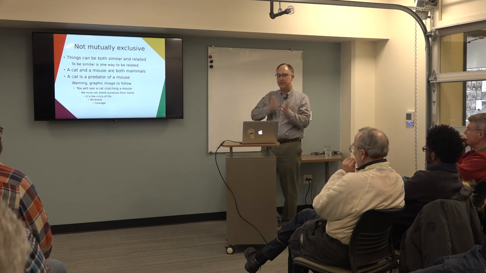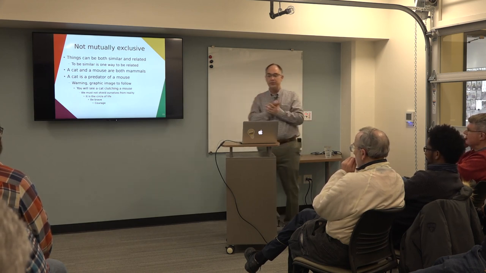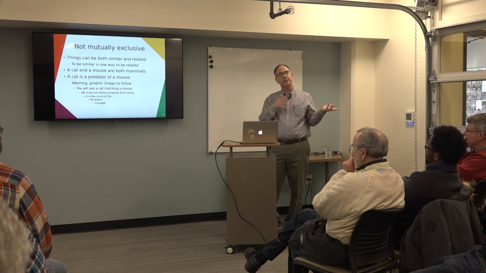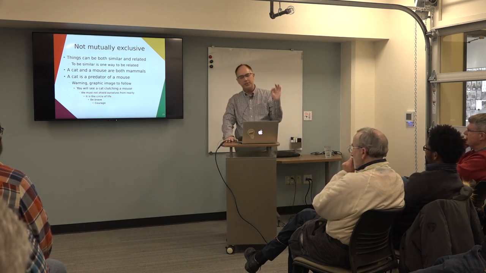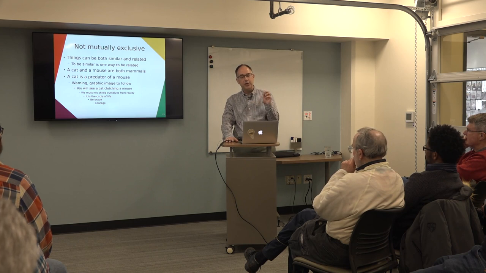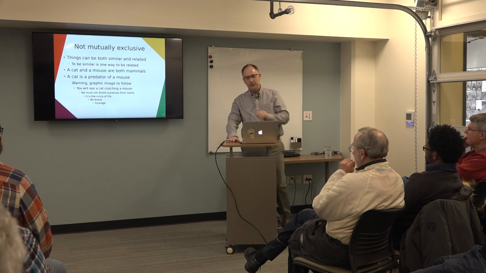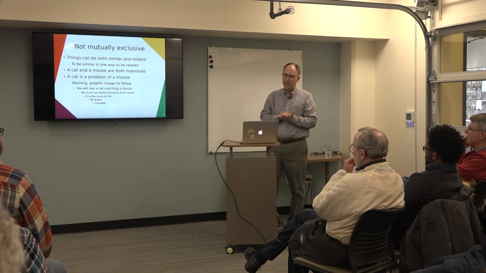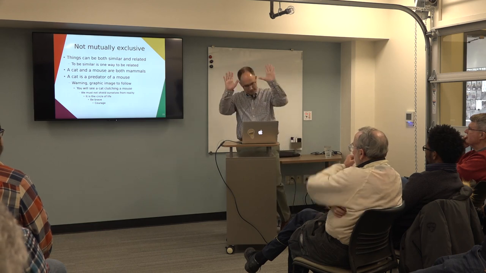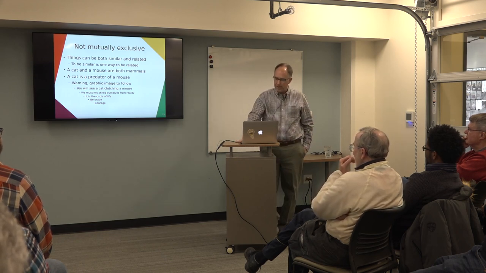It's possible, for example, a cat and a mouse are both mammals, so they're similar in that sense. We also have this prey upon relationship. A cat is a predator of a mouse. Now, I'm going to show you a rather frightening image of a cat clutching a mouse. I caution you, be brave.